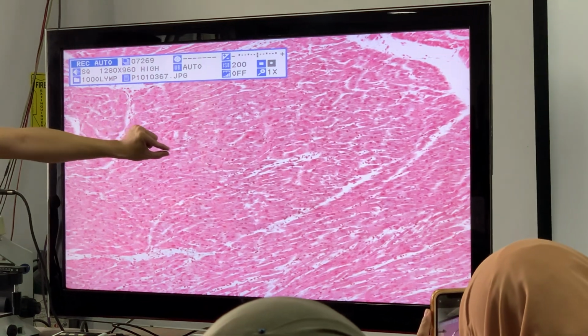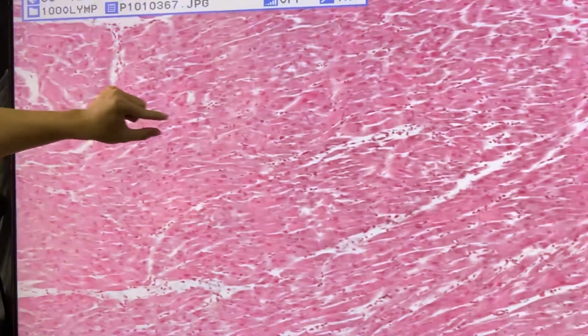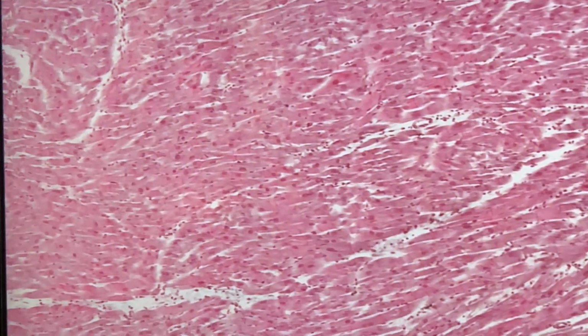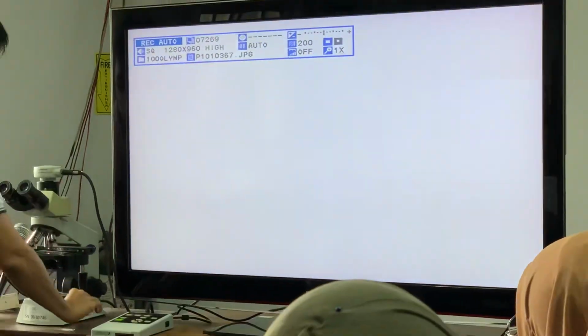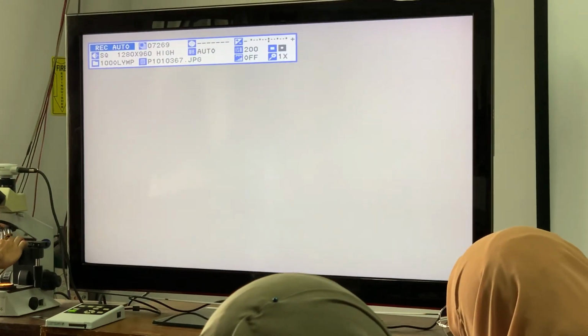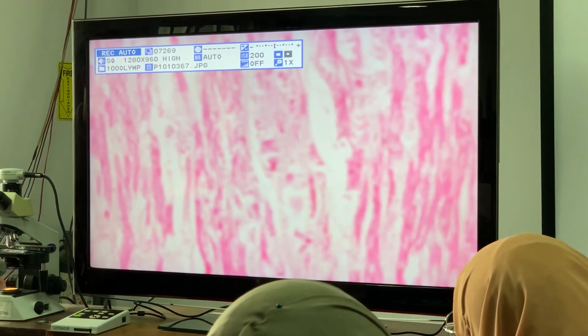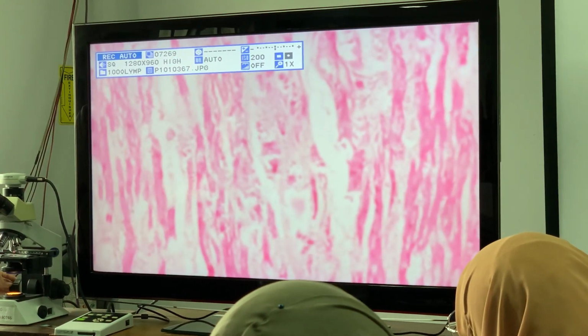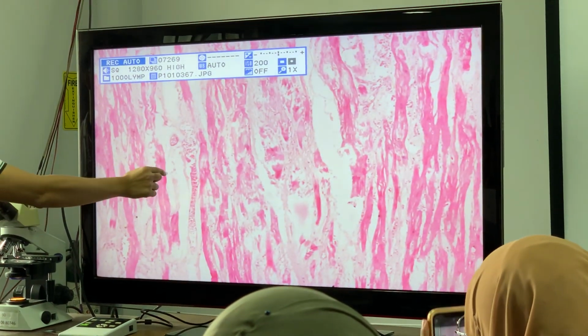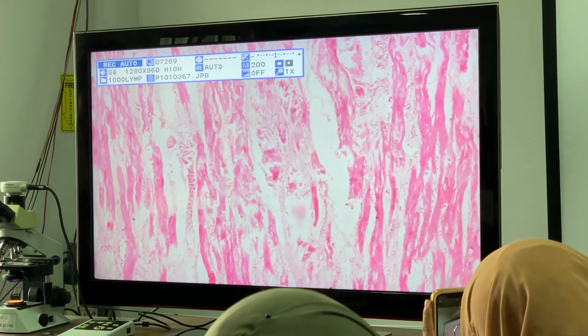This one is very big. This is normal size. It's the normal. Again, same magnification. See the size difference? Hypertrophy.